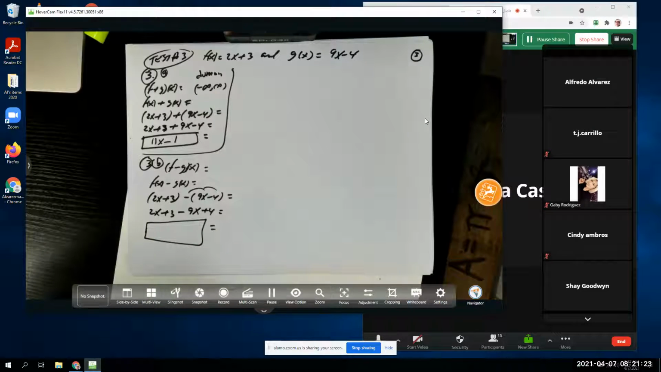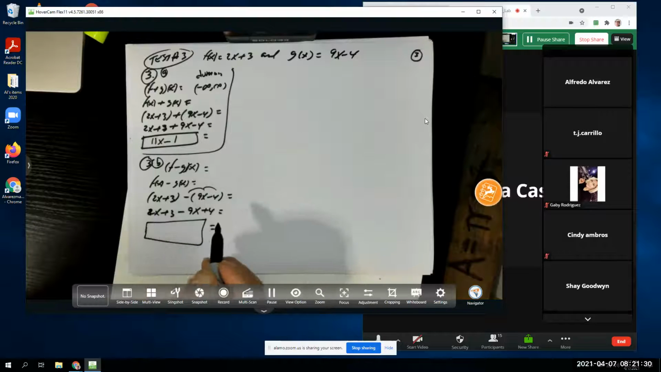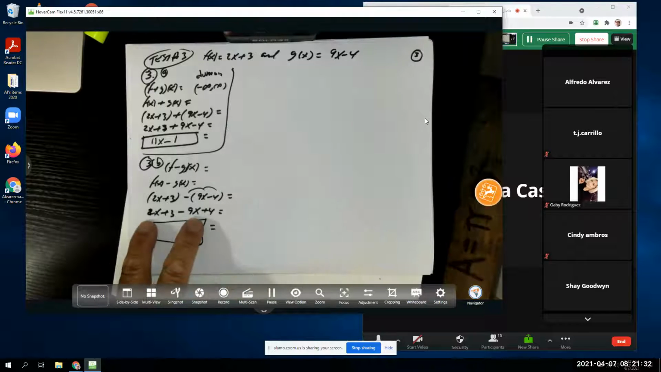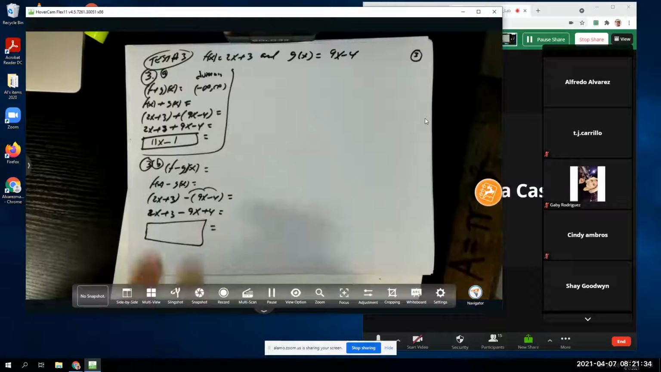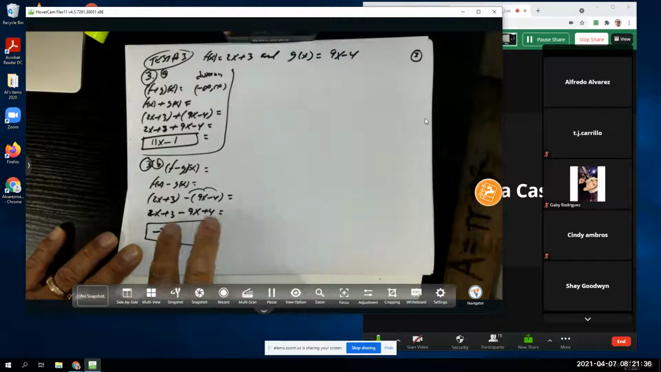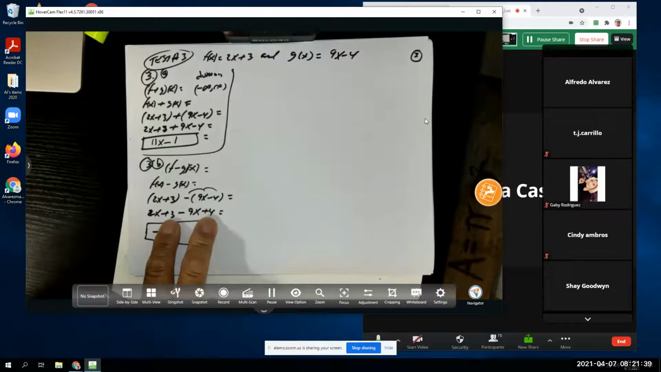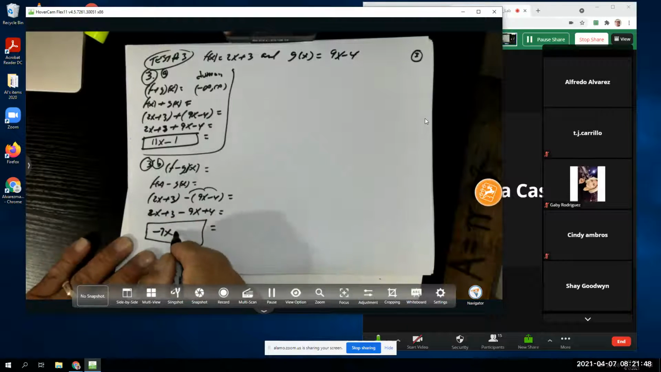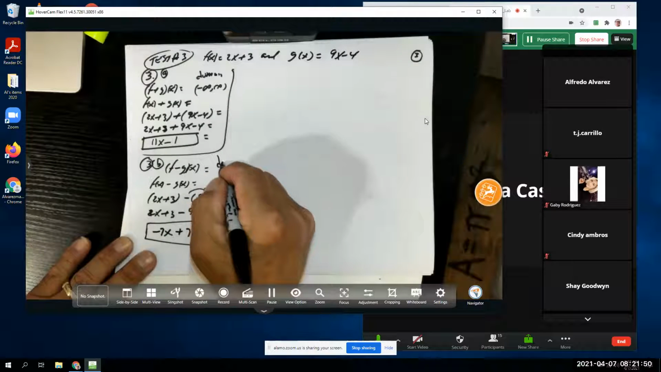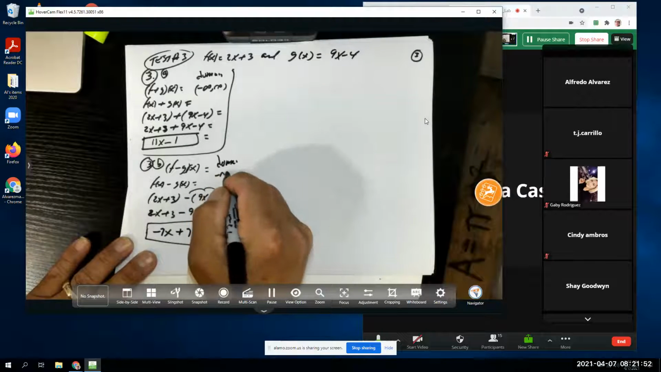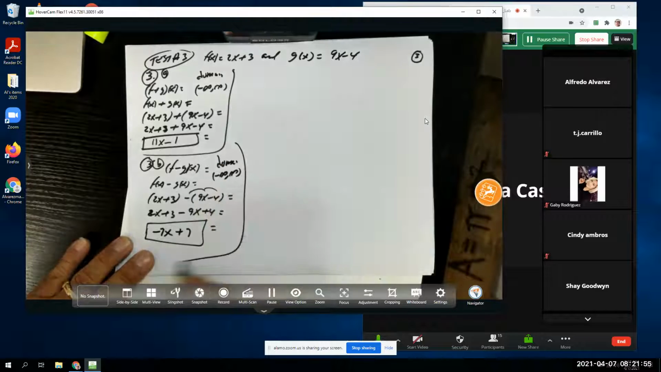What's 2x minus 9x? Negative 7x. That's right, negative 7x. And what do you think 3 plus 4 is? Add them. 7. Yes, 7. All right, and I told you that the generic answer of the domain is negative infinity to infinity. That's kind of like how they write it.